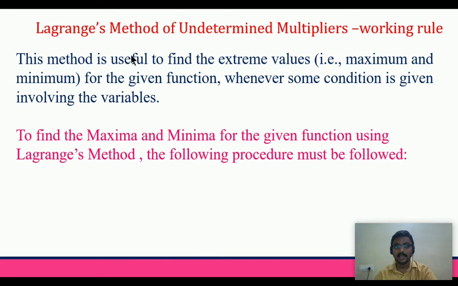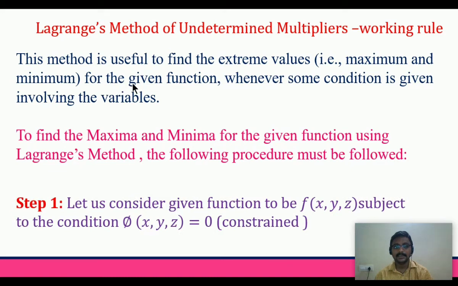To find the maxima and minima for a given function using Lagrange's method, we should follow the following procedure. Step 1. Let us consider the given function to be f of xyz, subjected to the condition phi of xyz equal to 0. The given expression in xyz is small f of xyz, and the relation between xyz, that is the condition, is phi of xyz equal to 0.